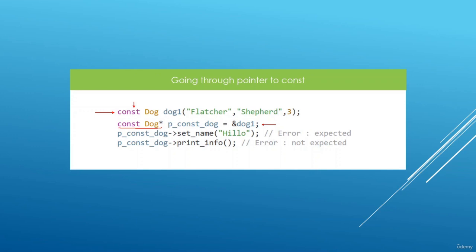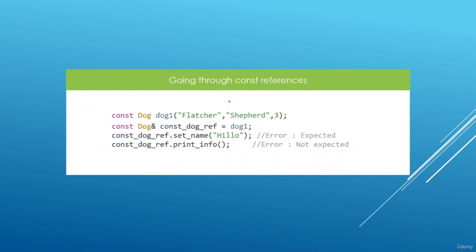But the moment we try to call a setter on our dog object, we're going to get a compiler error. And this is expected because we have no business modifying a const object. But if we try to call an innocent getter function, which is not going to really modify our object, we're also going to get a compiler error. And this is the same problem we saw before, but I want you to see this in the context of pointers and references here. So this is also not going to work.